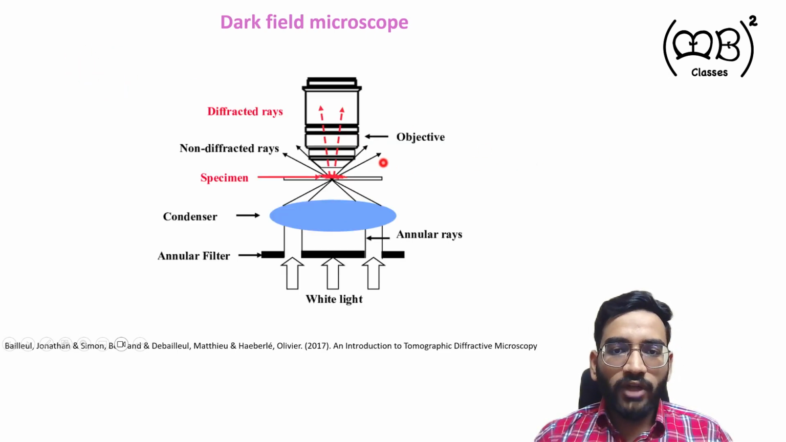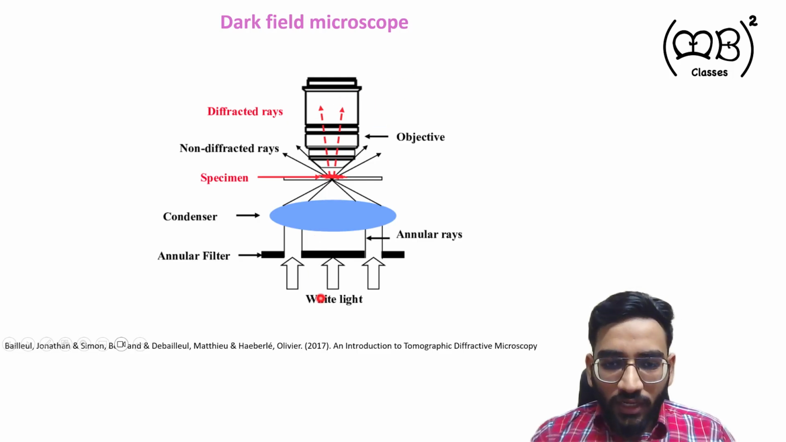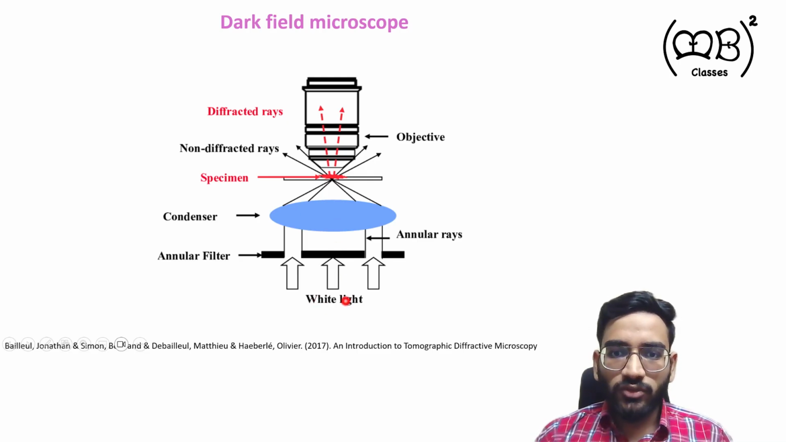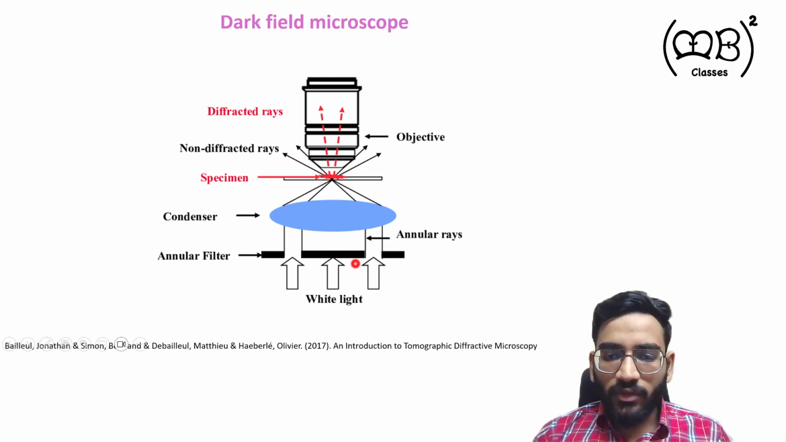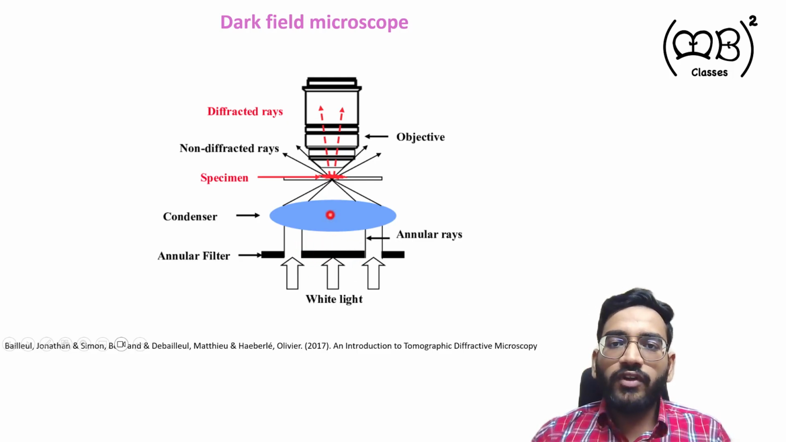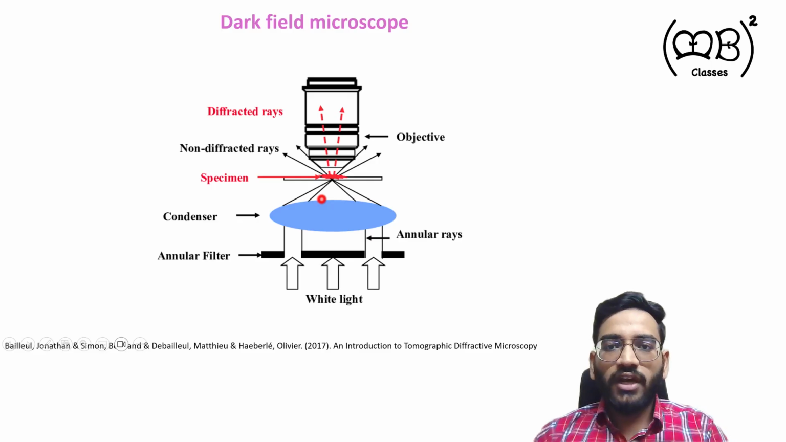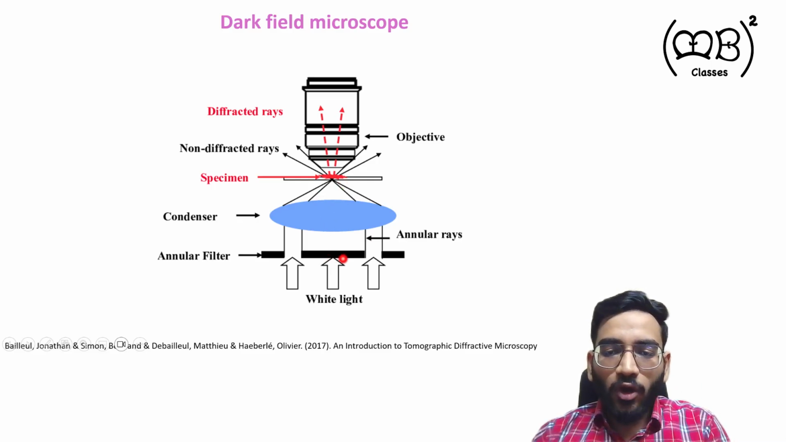So coming to the dark field microscope, what is dark field microscopy? In that, there is white light coming from the illumination source, but the light does not come straight through. There is an annular filter present in between, and that annular filter will filter out all the rays of light which are coming directly to the specimen. All the light coming directly to the specimen will be filtered out and will not pass through, and only the peripheral rays of light will pass through.